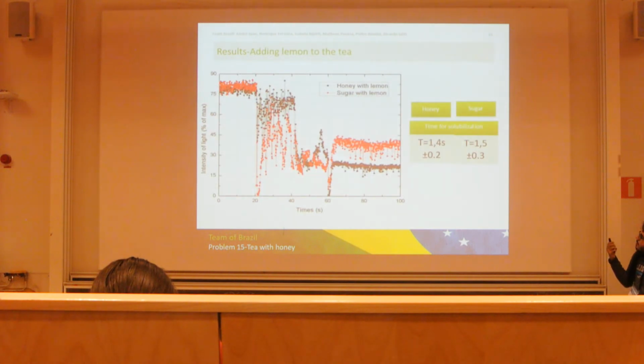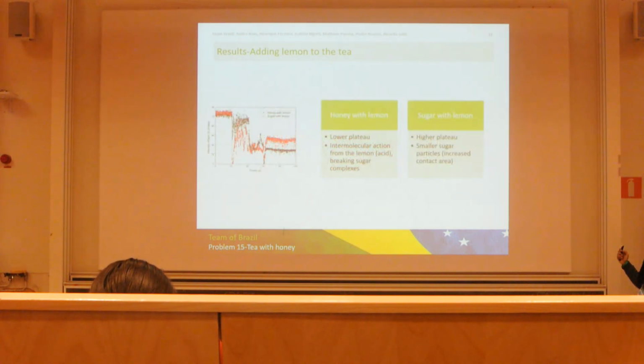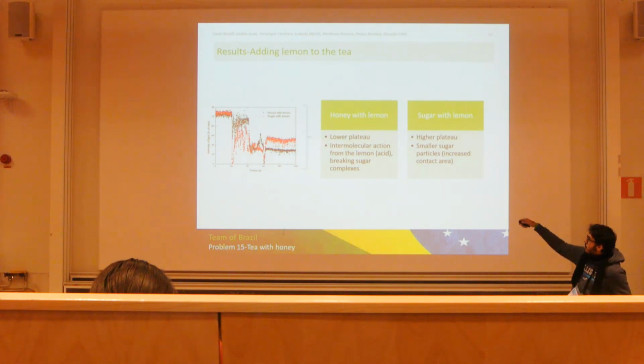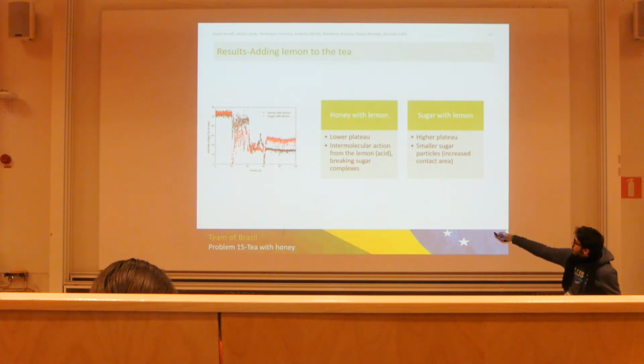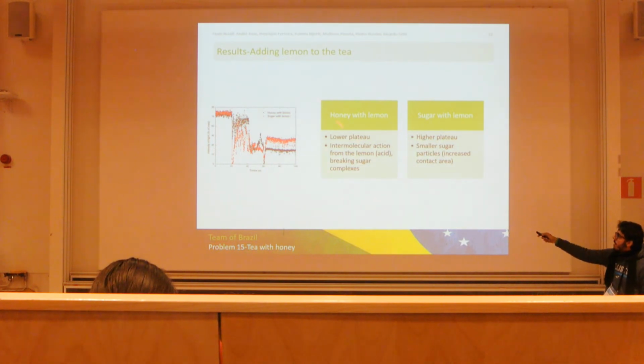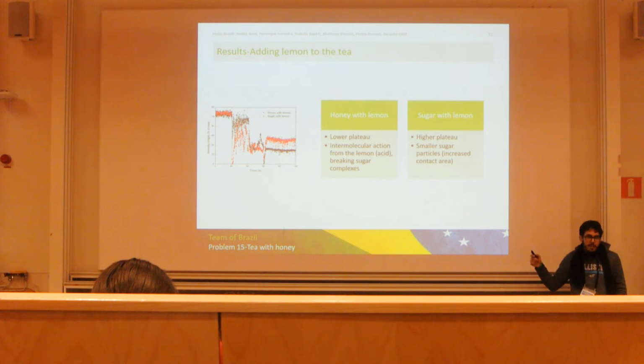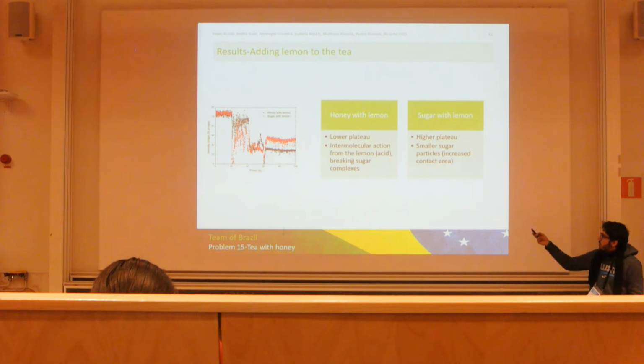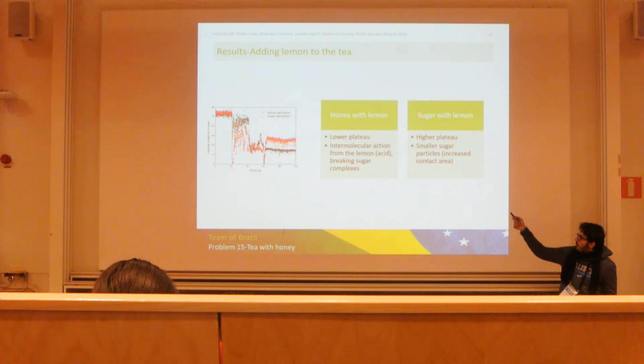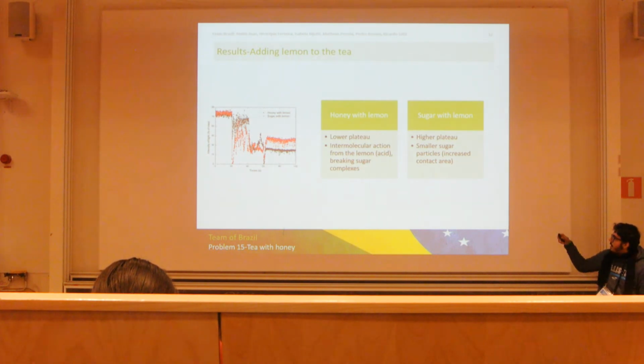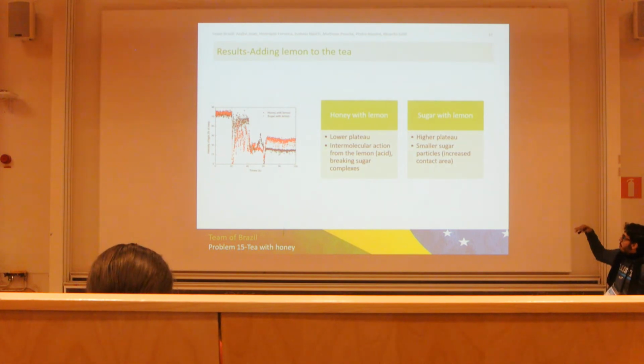So, results adding lemon to the tea, as you can see here, the times. We also did not observe many differences between the two of them. Now comparing and analyzing this graph here, and talking about the same things we had before, honey with lemon reaches a lower plateau, and we considered biochemistry in this analysis, for example, due to the intermolecular action from the lemon as an acid breaking the sugar complexes in honey, and sugar reaching a higher plateau because of the smaller sugar particles.